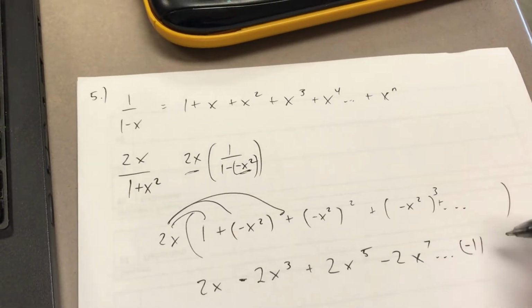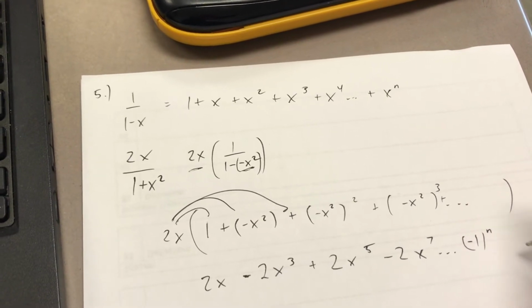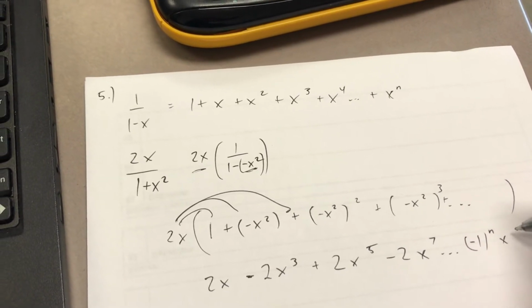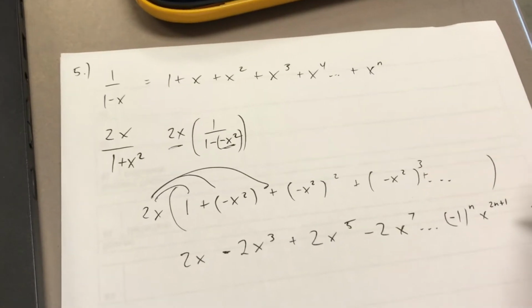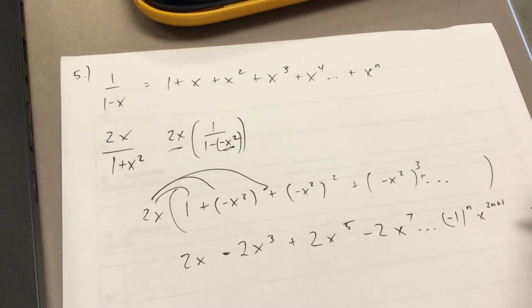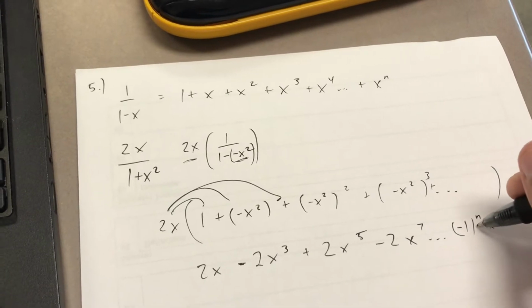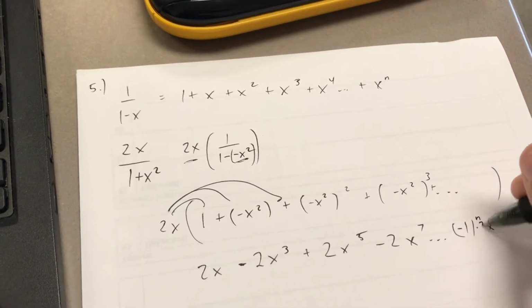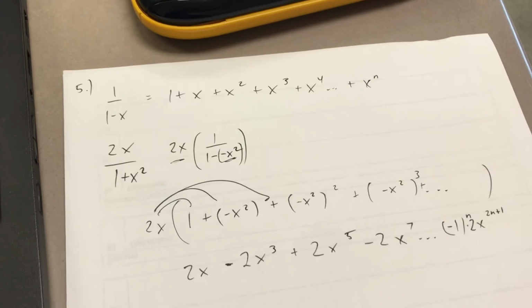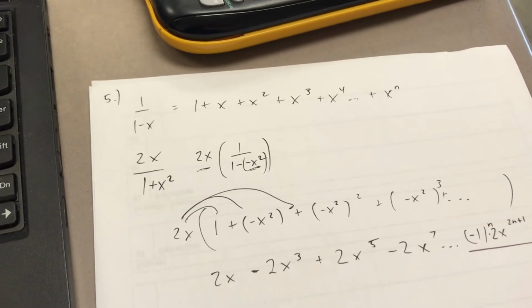We can do maybe negative 1 to the n times x to the, looks like maybe 2n plus 1. If you're starting out at 0, you get a 1, and then you get a 3, and so on. And, oh, the whole thing is being multiplied by 2, of course. So probably negative 1 to the n times 2 x to the 2n plus 1, something like that would be our general term. Okay, so I think we have that.